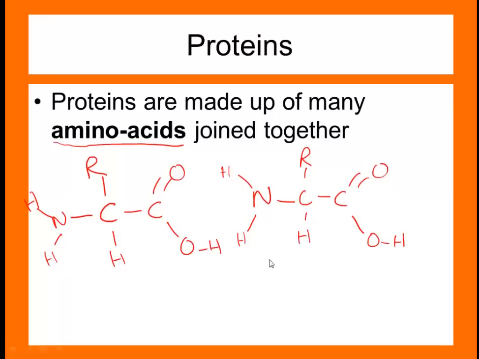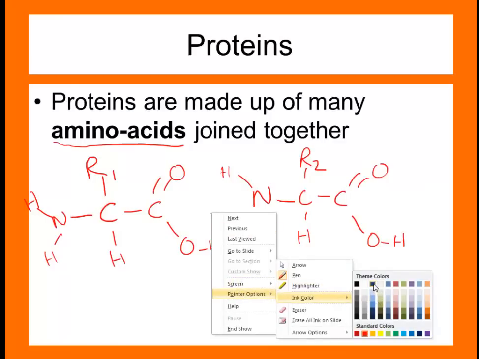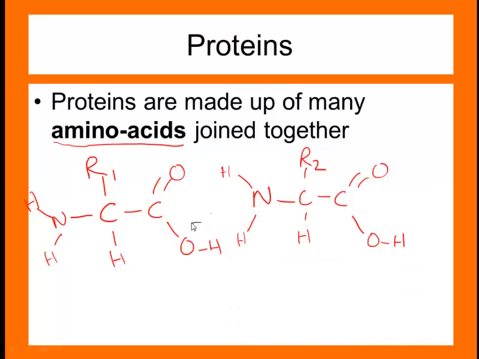Okay, so these are our two amino acids. Now I'm going to call this one R1 and R2. So variable group 1, variable group 2. And now what we're going to do is join these two amino acids. Let's change our ink. Let's go to a lovely blue. And here we go. We're going to take these guys off here. They're going to become water.